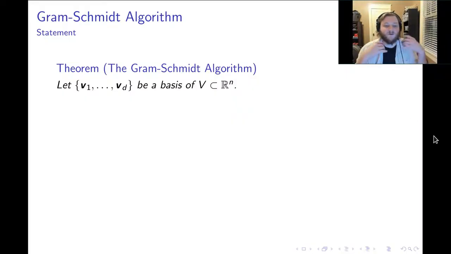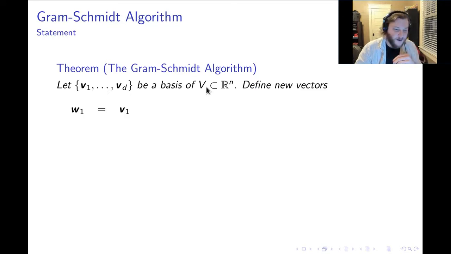Okay, so we have enough review and notation under our belt so that we can state the Gram-Schmidt algorithm. So here's the setup. In order to apply the Gram-Schmidt algorithm, we start with a basis, v1 through vd, of any vector space. The first thing we're going to do is define new vectors w1 through wd. The first w, w1, is equal to the first basis vector that we start with, v1.